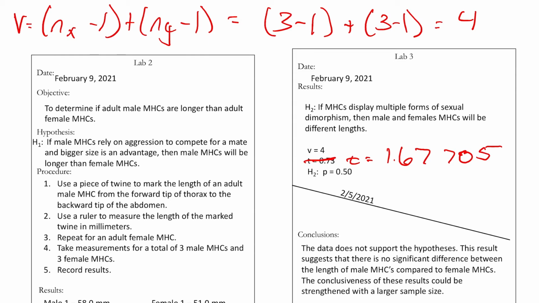And so this is a really good example of what your conclusion should look like. So it says the data does not support the hypotheses. This result suggests that there is no significant difference between the length of male MHCs compared to female MHCs. The conclusiveness of these results could be strengthened with a larger sample size. So pretty good conclusion right here. And then you're going to add in your signature as well.